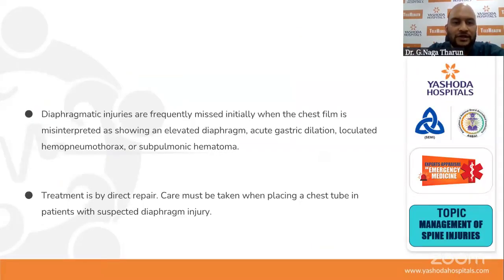Diaphragmatic injuries are frequently missed initially when the chest film is misinterpreted as showing an elevated diaphragm, acute gastric dilation, loculated hemothorax or subpulmonary hematoma. Treatment is by direct repair. There is no definitive treatment for these diaphragmatic injuries other than surgical intervention. Care must be taken when placing a chest tube in patients with suspected diaphragmatic injuries to not injure the organs which are seen.